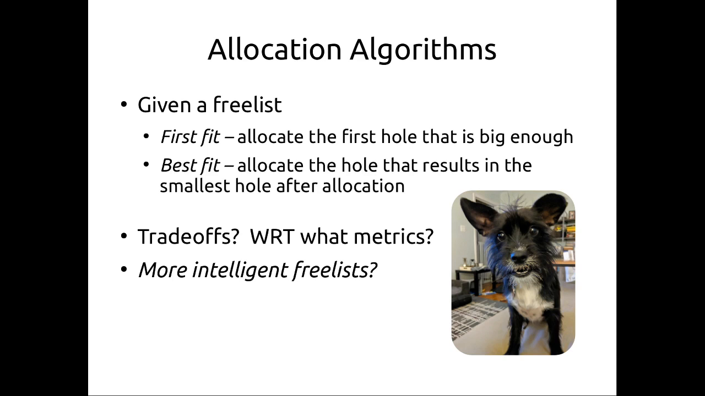But then there's even worst fit, and worst fit is iterating through the entire list, finding the allocation that results in the largest residual hole after the allocation and uses that.